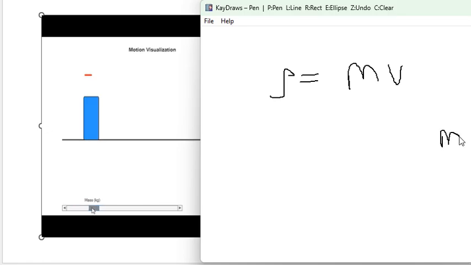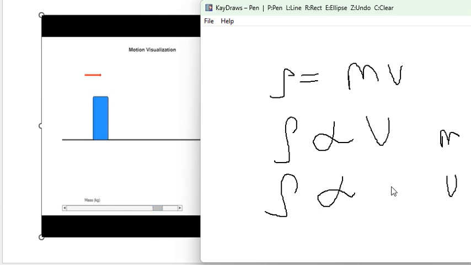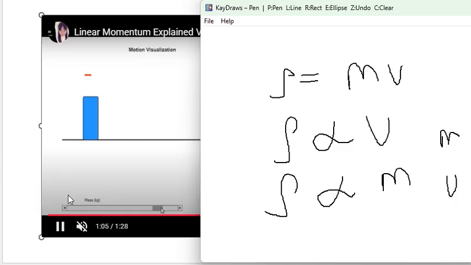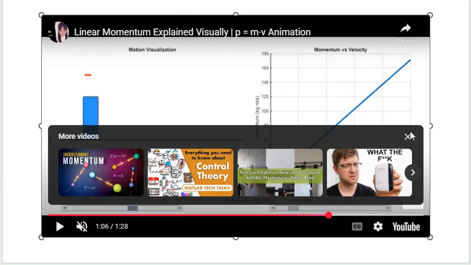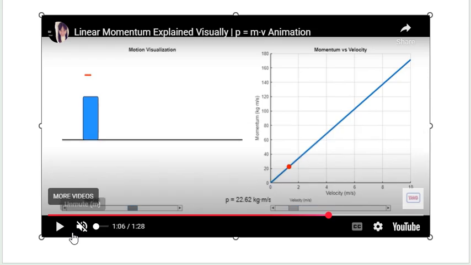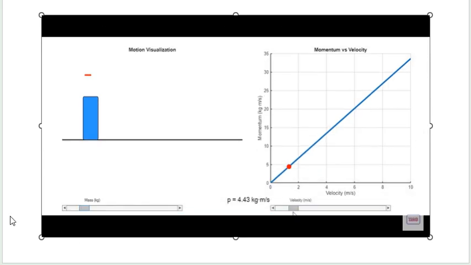If we make the mass constant, your momentum is directly proportional to the velocity. If we make the velocity constant, your momentum is directly proportional to the mass. If the mass increases, your momentum increases. If the velocity increases, your momentum increases. And that's what this simulation for this block is showing you in that graph.